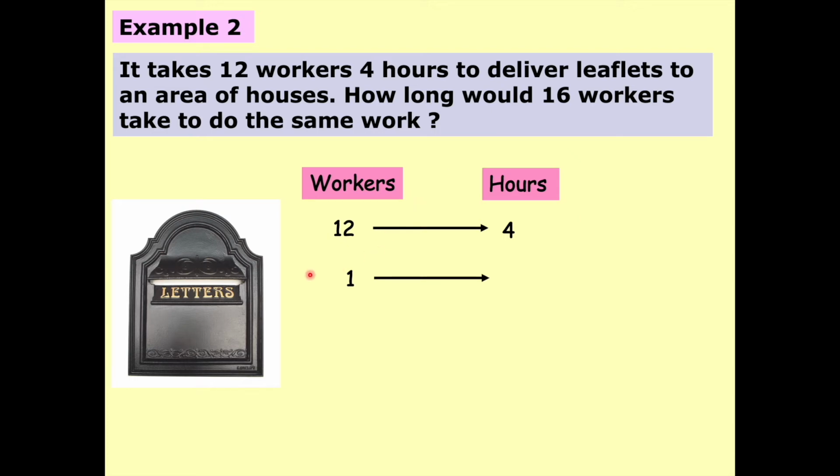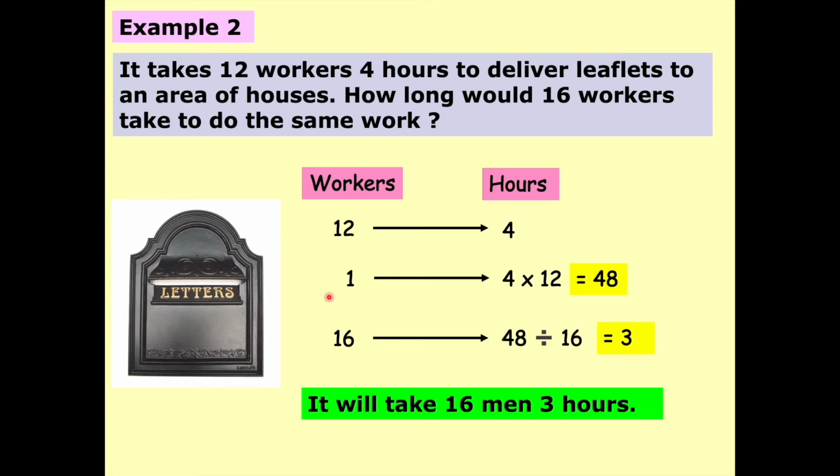So to figure out how long it would take 1 person to do it, we take our hours, so 4 times 12. So in total it would take them 48 hours to do that job, but we're trying to figure out how long it would take 16 workers. So our last step, 16 workers would be equal to the total hours, 48, divided by 16. So we're going to take the 48 hours and spread it out evenly between the 16 workers. So it would only take them 3 hours to do that job. So our little sentence, it would take 16 men 3 hours.